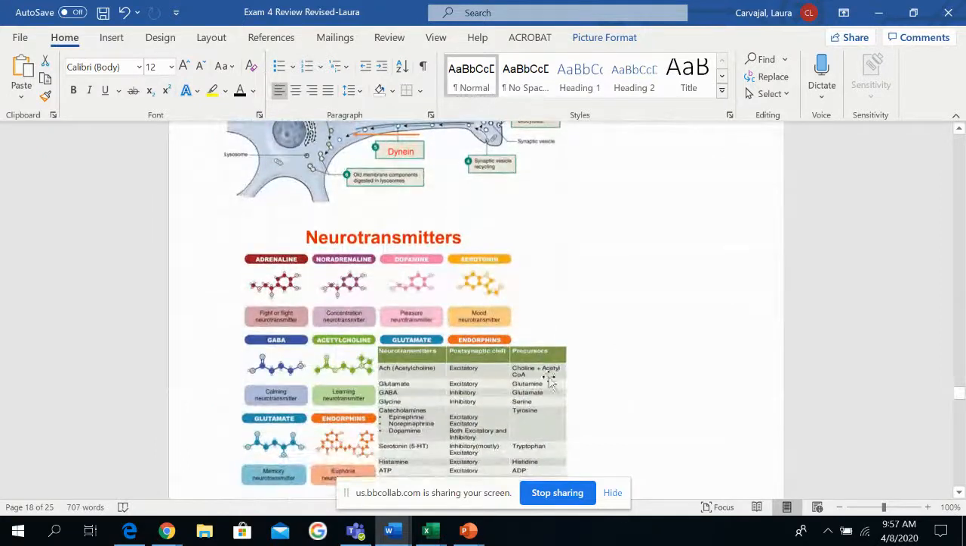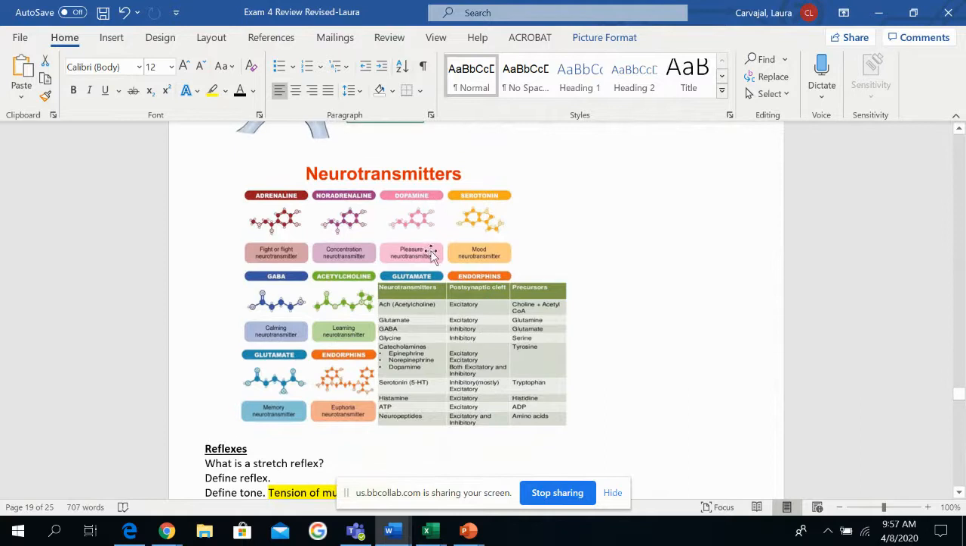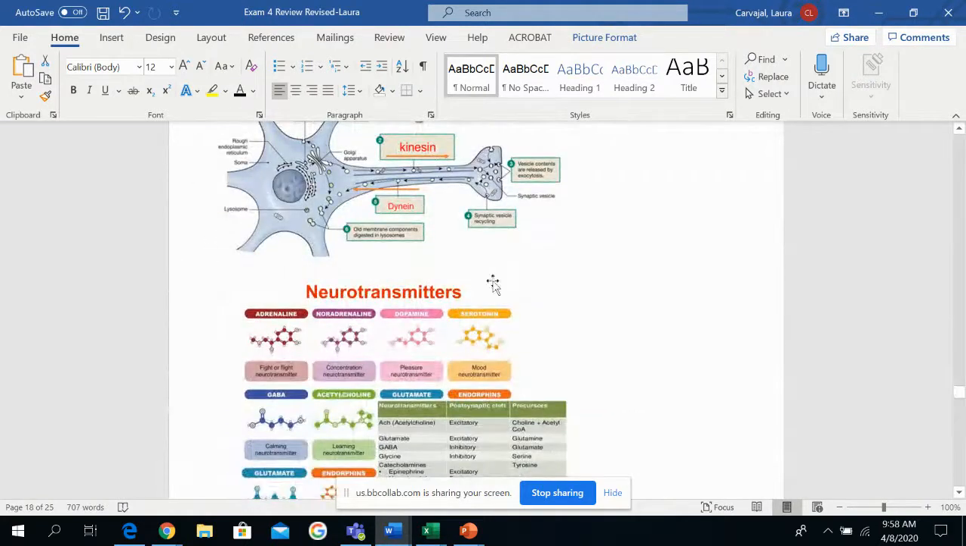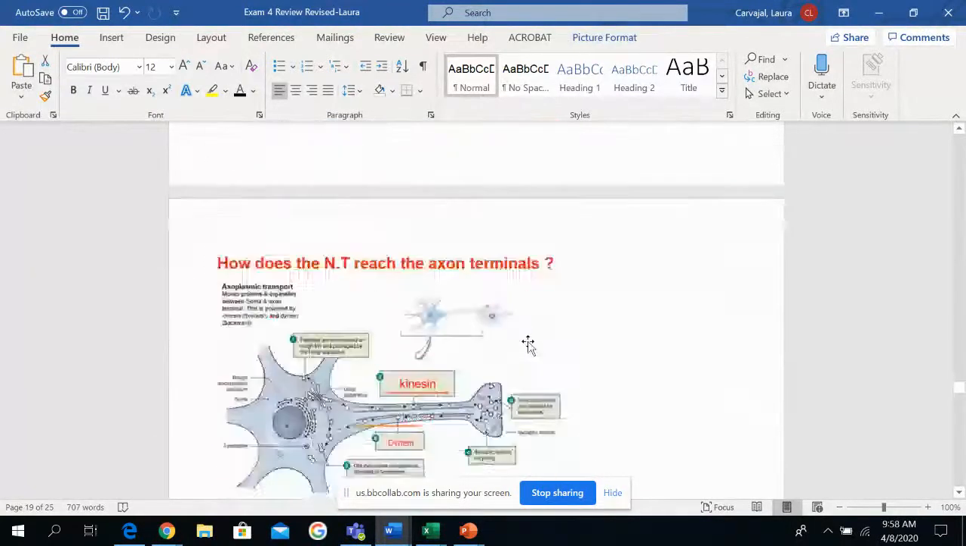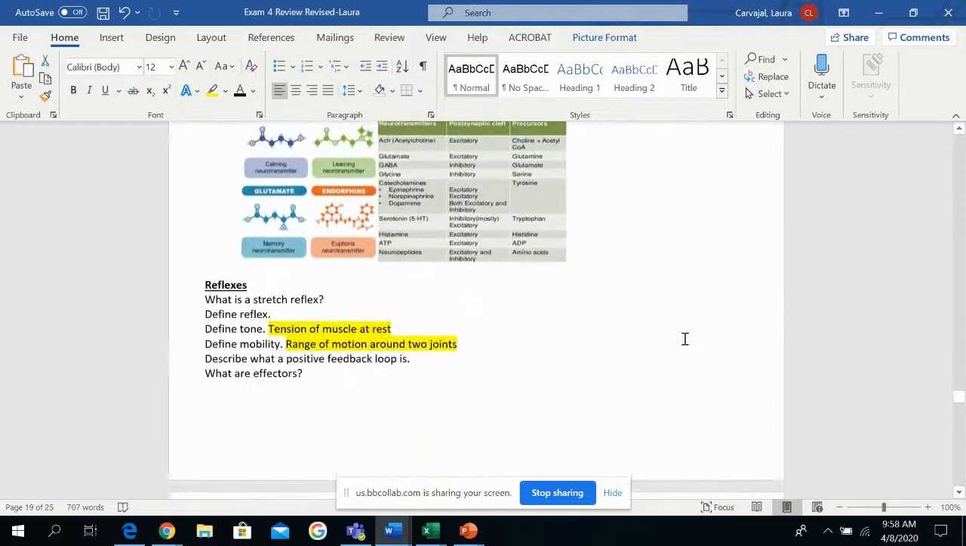What is the main function of dopamine? Dopamine, according to this, is a pleasure neurotransmitter. So dopamine makes you feel happy. Main function of serotonin: serotonin affects mood. And acetylcholine is an excitatory neurotransmitter, so it usually is used for muscle contraction and also learning. This slide is also in your PowerPoints.